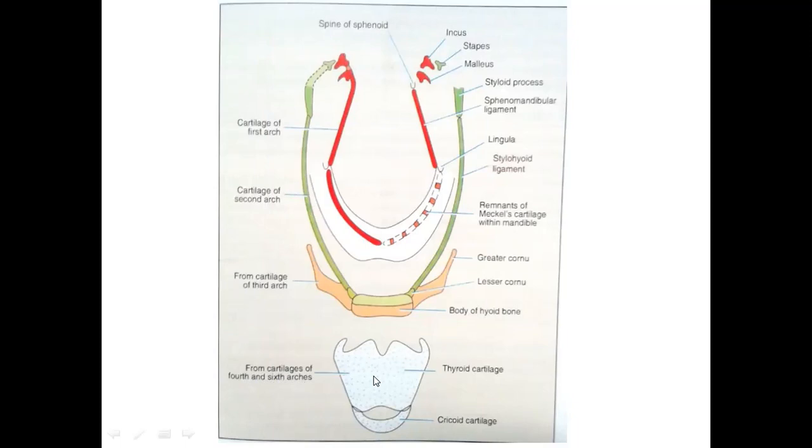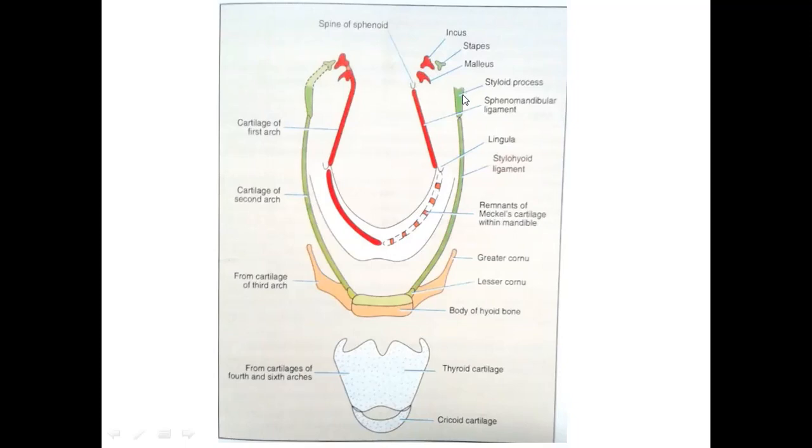You should practice drawing this diagram, which will explain the structures derived. The cartilage is basically derived from the various pharyngeal arches. On the other side, you can see this is the incus, this is the malleus, derived from the cartilage of the first pharyngeal arch. This is the spinomandibular ligament. Then the various remnants of Meckel's cartilage within the mandible, which is concerned with the development of the mandible bone. So these are the structures derived from the first pharyngeal arch.